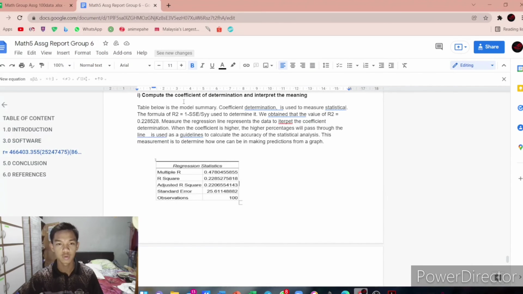For question I, compute the coefficient of determination and interpret the meaning. The table below is the model summary of the regression statistics. The formula of R squared equals 1 minus SSE divided by Syy is used to determine it. Then we obtain that the value of R squared is 0.228528. It measures how well the regression line represents the data. When the coefficient is higher, a higher percentage of the data passes through the line, and it is used as a guideline to calculate the accuracy of the statistical analysis.